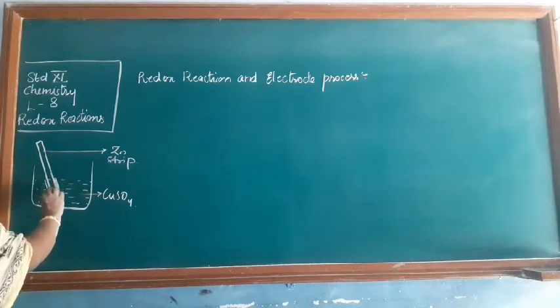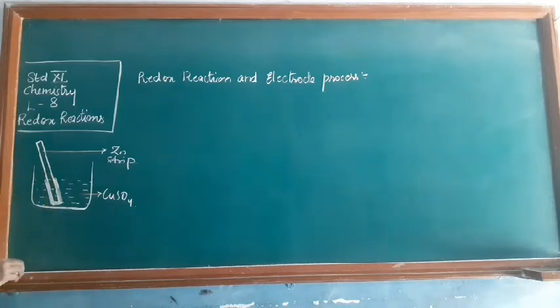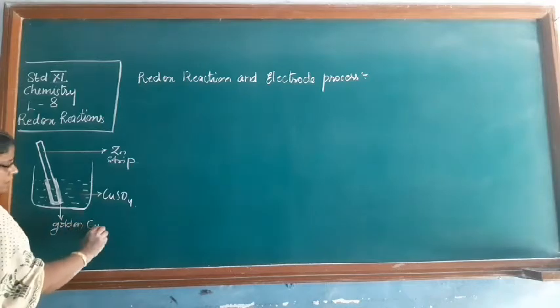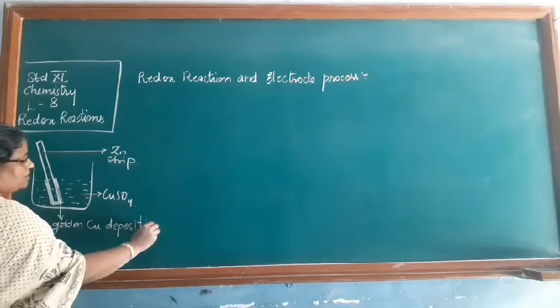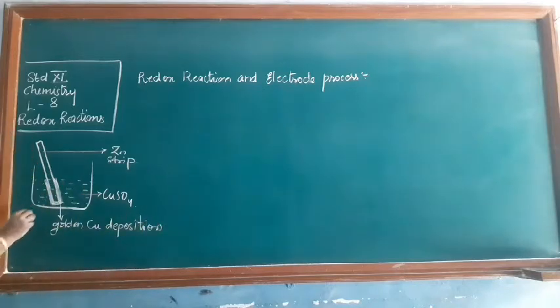It is deposited on this strip. Okay, this is the golden Cu deposition. That golden color is because of the Cu deposition. Actually, what is happening here? Here also you will find that there is a redox reaction occurring.